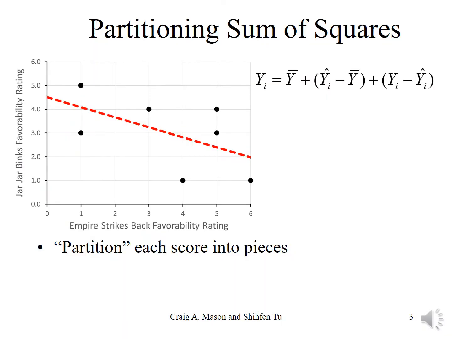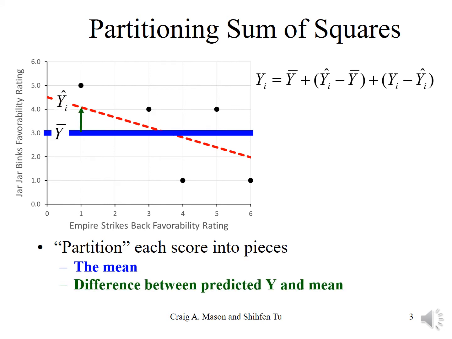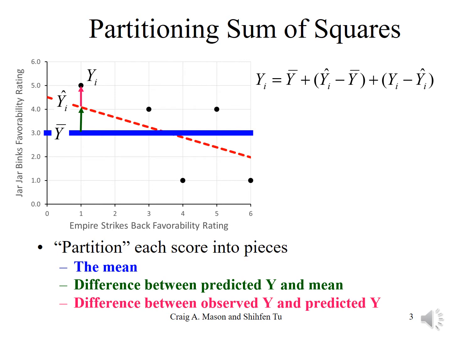To start, we first have to recognize how each person's outcome score can be divided into three pieces. To illustrate this, let's return once more to our previous example in which we used ratings of Empire Strikes Back to predict ratings for Jar Jar Binks. Let's consider a person who gave a rating of 1 for Empire and a rating of 5 for Jar Jar Binks. We can look at the value of their outcome variable, their Jar Jar Binks rating, as being equal to the overall mean Jar Jar Binks rating plus the difference between their predicted score and the mean, plus the difference between their observed score and their predicted score.